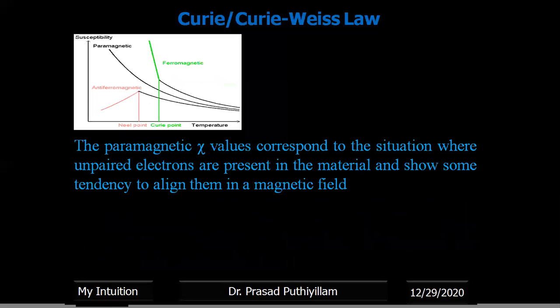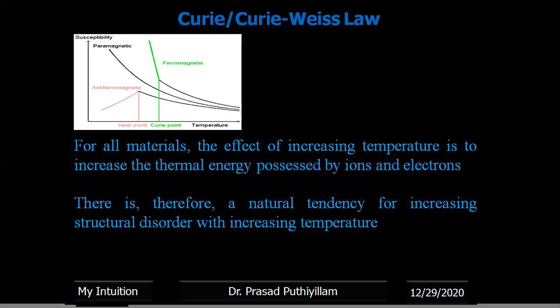These types of behaviors need explanation. Therefore, the explanation is given here. In the case of paramagnetic substances, the chi value corresponds to the situation where unpaired electrons are present in the material and show some tendency to align in a magnetic field. Due to the presence of unpaired electrons, we call this paramagnetic behavior.